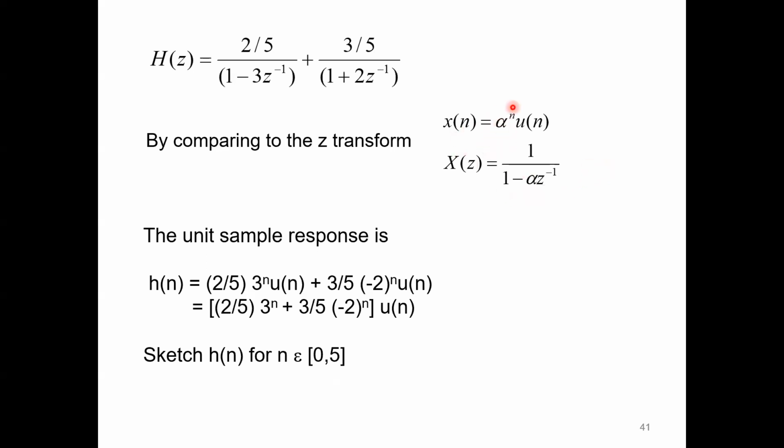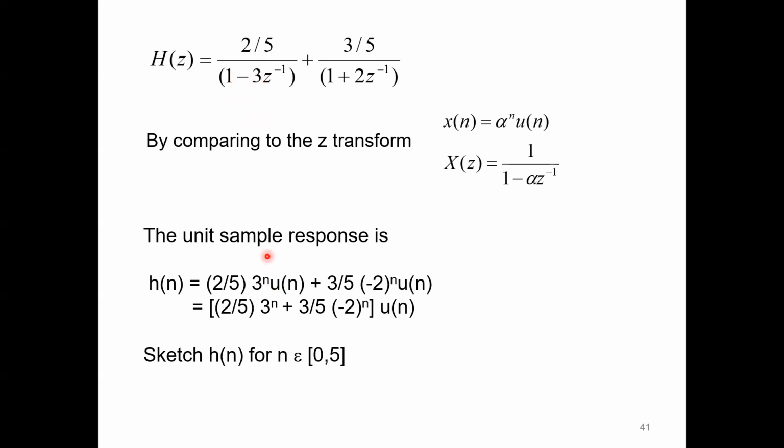So here we have alpha in this particular example. Let's take the first one, 2 over 5. That's a constant anyway, you can just keep it over here. And after that, it is 1 over 1 minus 3 z to the minus 1. So that's what you have. Therefore, the inverse z transform of that one is this quantity to the power n.